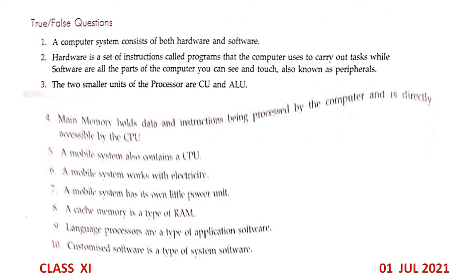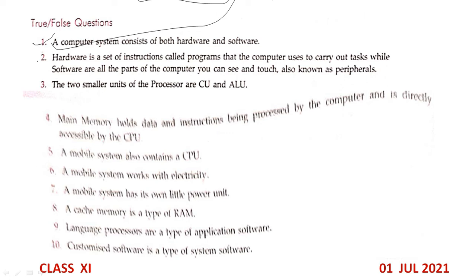Okay, now let us move to the next part, that is the true false section. Here we have to say either true or false. Let us see the first one. A computer system consists of both hardware and software. It is true. It requires both to run.